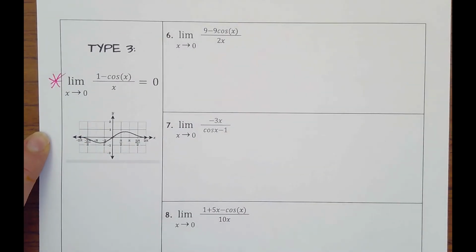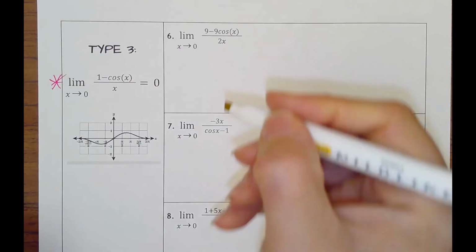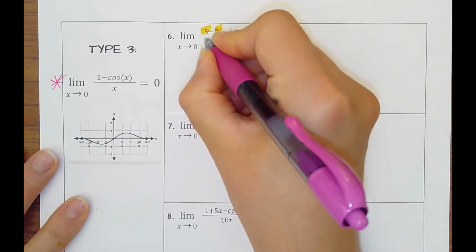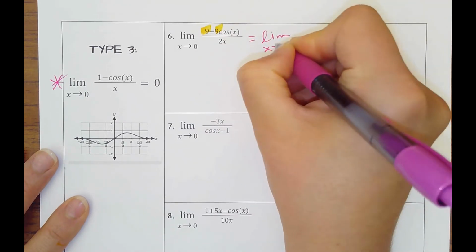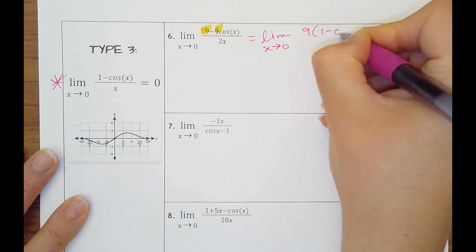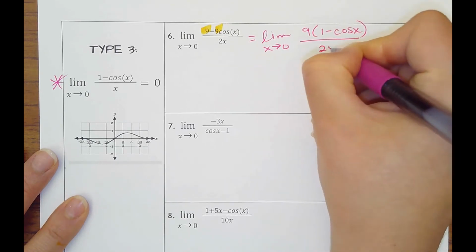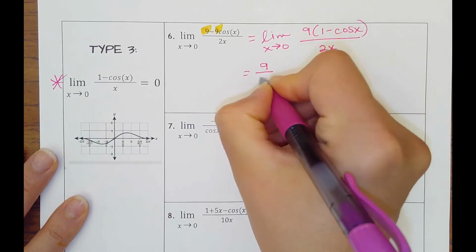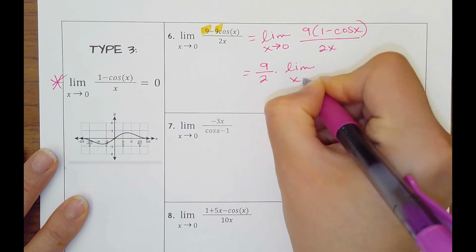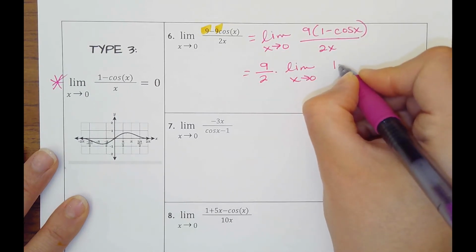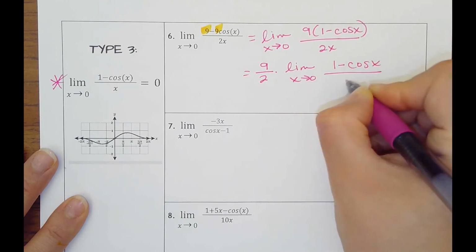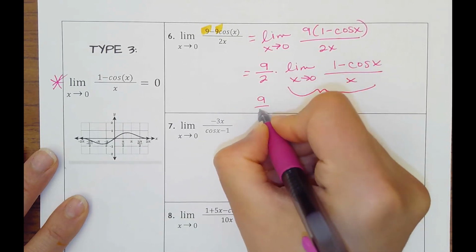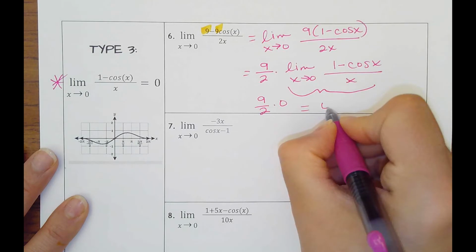So we're trying to do the same thing and break this up. Number 6 is pretty straightforward where I almost see it, but I also see that those 9s are in my way. So I'm going to factor a 9 out on the numerator. I'm going to pull out that 9 halves in front. And so I'll be left with 1 minus cosine of x over x. And this, we said, is 0. And 0 times 9 halves is 0.